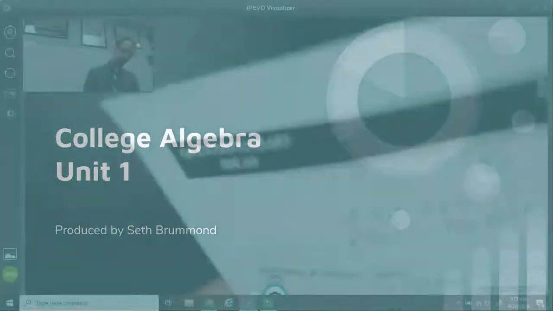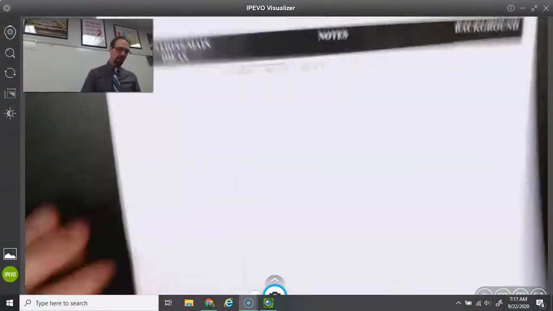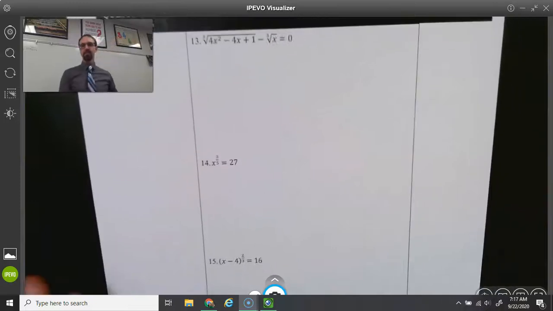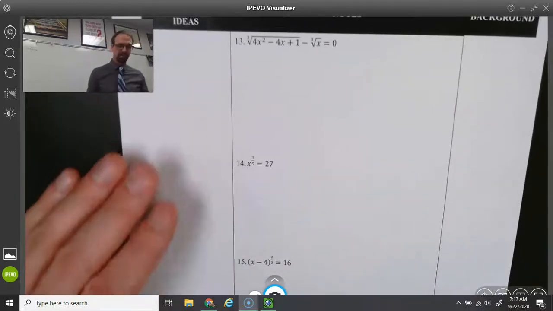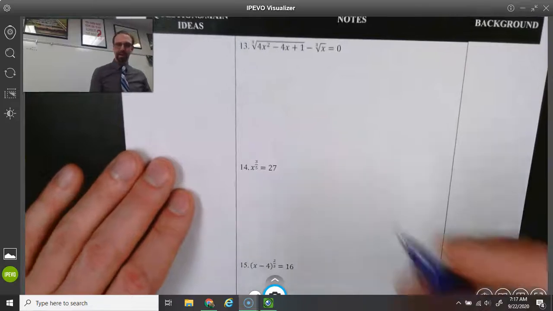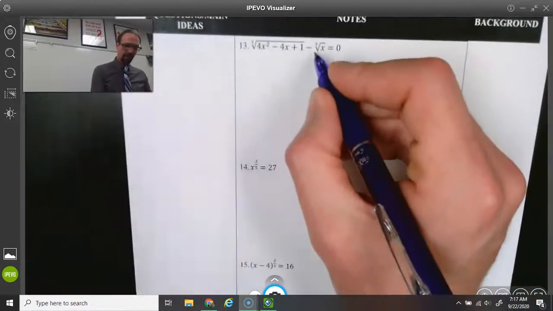We are finishing out our steps to solving radical equations. We've got 3 example problems left, 13, 14, 15. For this one, we're now seeing something besides a square root. Now we have a cubed root. Again, the process is the same. We want to get the radicals to each side.